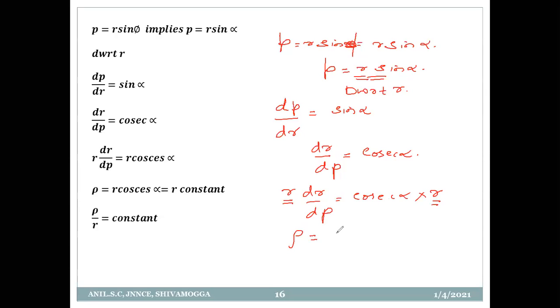Cosecant alpha is a constant, since alpha is constant, so rho is a constant into R. Therefore, rho by R is a constant. This is what we were required to prove.